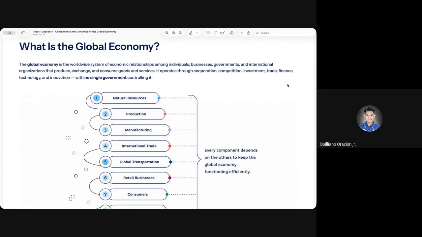Now, what do you notice? If you try to look at the diagram, you can say that everything is connected. Parang domino, no? Kung matumba ang isa, the others are affected. Example, saging, bananas. Where are bananas grown? Let's assume sa Mindanao. Then what happens?